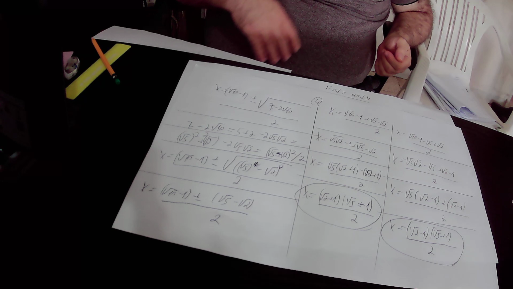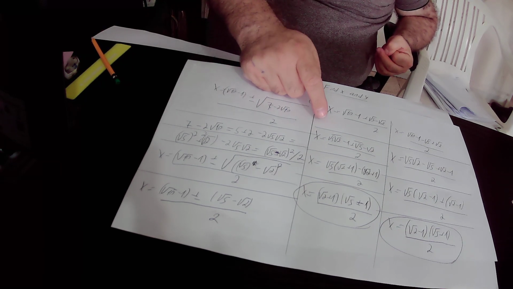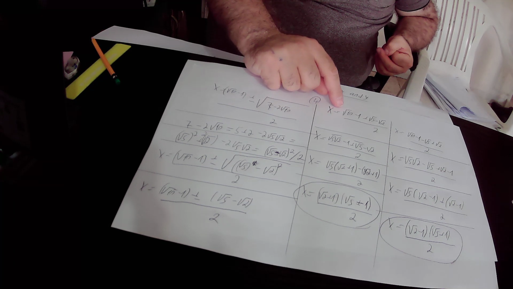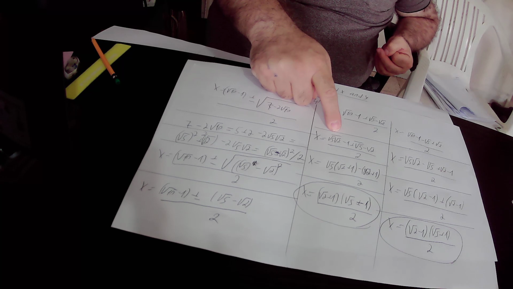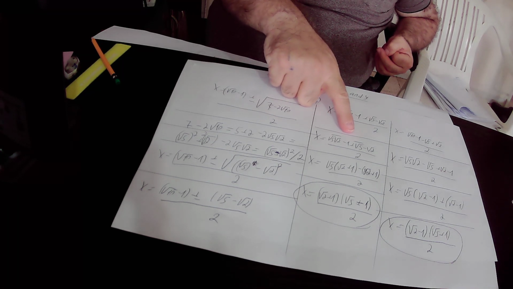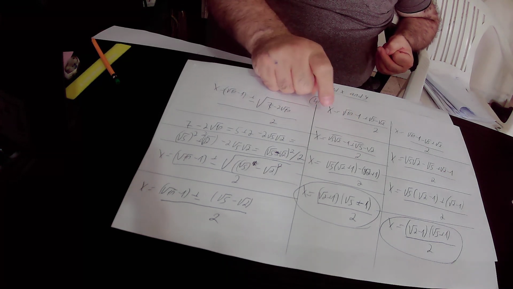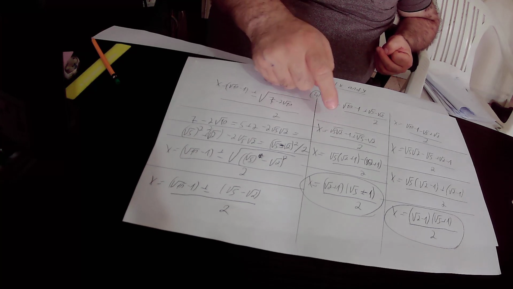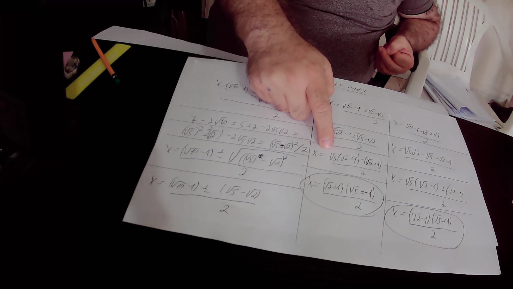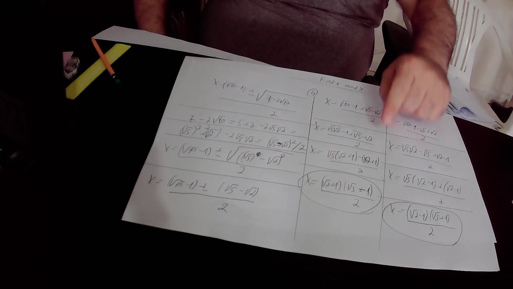So here, if we continue with the first solution, we will get that x equals, we substitute the square root of 10 by square root of 5 times square root of 2. And here we have minus 1 plus square root of 2 minus square root of 5 minus square root of 2, over 2. Here we took square root of 5 as a common factor. So square root of 5 is a common factor. Inside the brackets we will get square root of 2 plus 1 minus square root of 2 plus 1.